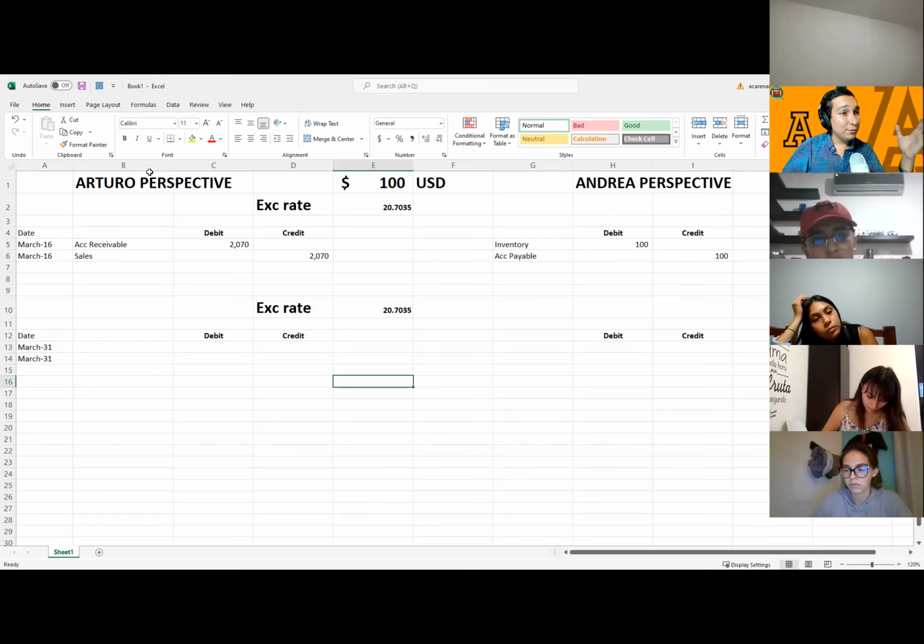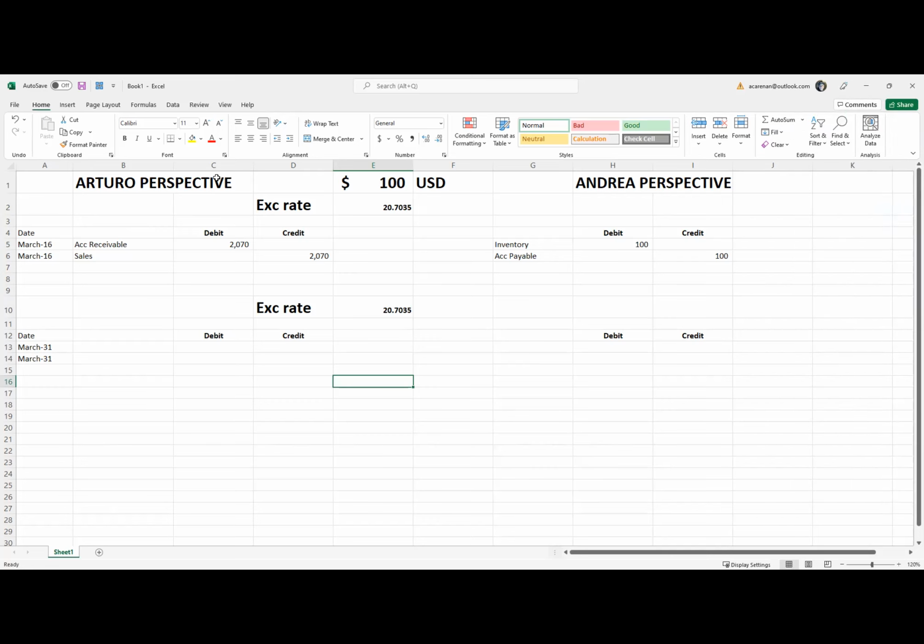So if you want to report on a monthly basis, you will have to figure out how much these $100 that Andrea owes you, Arturo, are worth. If you have to report on March 31st, so what would happen if the price or the exchange rate goes up? What would happen?